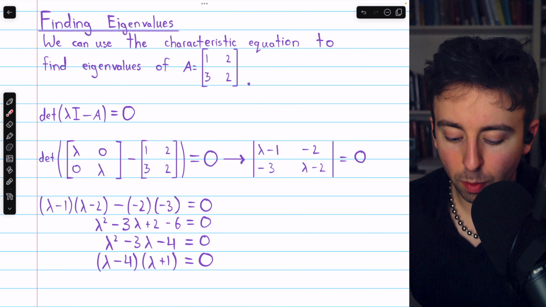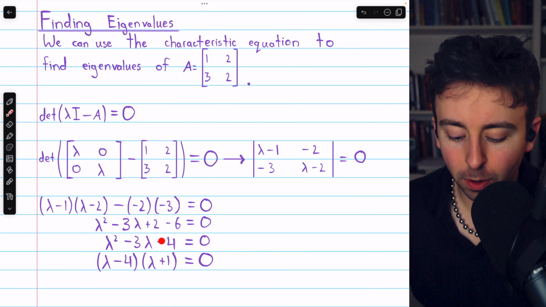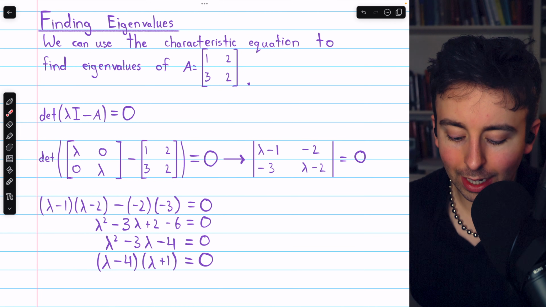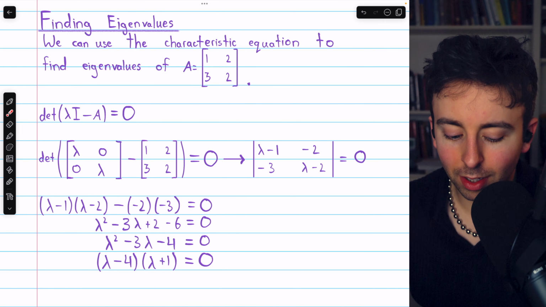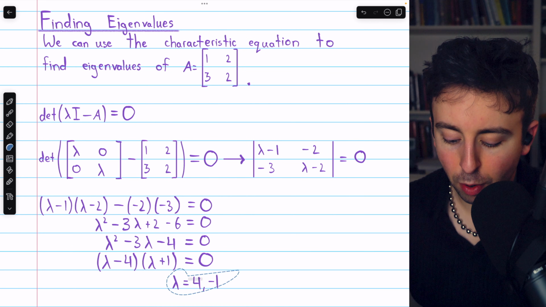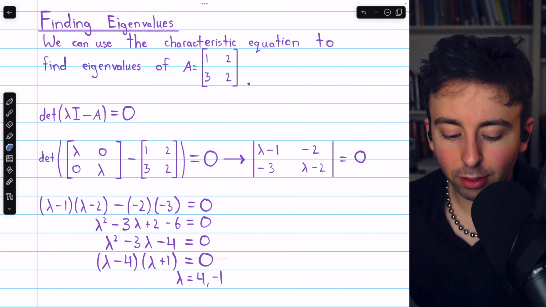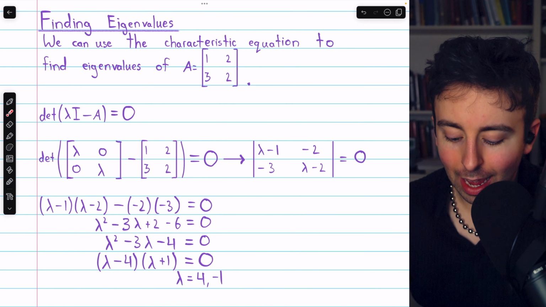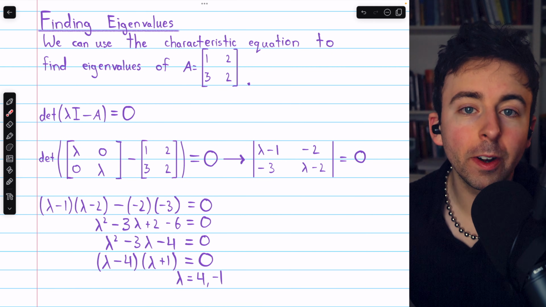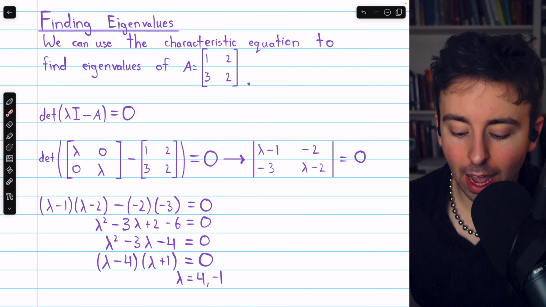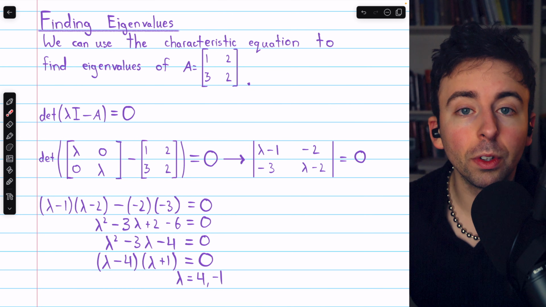Doing some distribution and simplification, we get here, and then we can factor this polynomial as (lambda minus 4) and (lambda plus 1) set equal to 0. By the zero product property, then, we get these two eigenvalues: lambda equals negative 1, which we already knew, and the additional second eigenvalue, lambda equals 4.